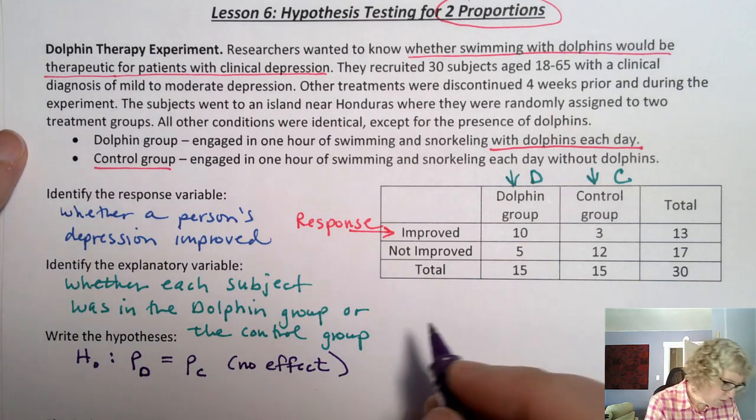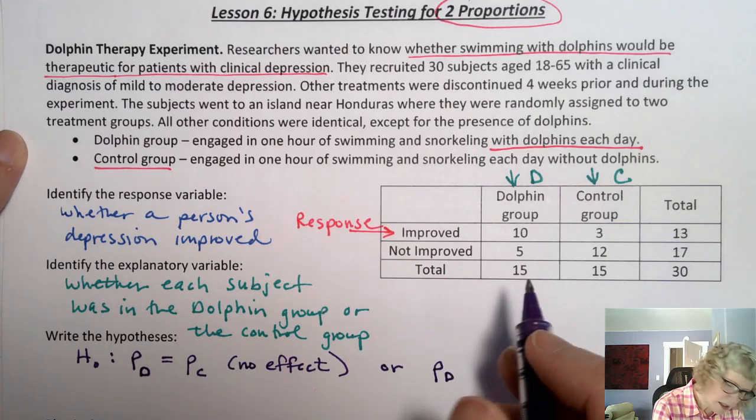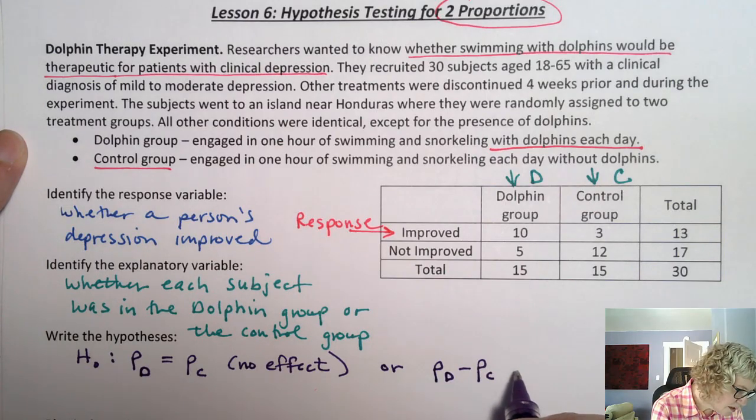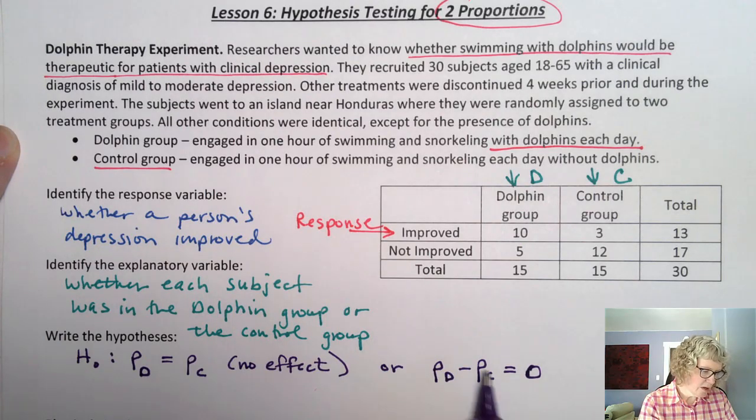Now there's another way to write this, and that is with a subtraction. So I'm going to show you both ways. Or we could write P sub D minus P sub C, sorry, too many letters, P sub D minus P sub C equals 0. Okay, so that's another way of saying the difference is 0, which means they're equal to each other. Okay, if you think about algebra and you added P sub C to both sides, you would get this one over here.